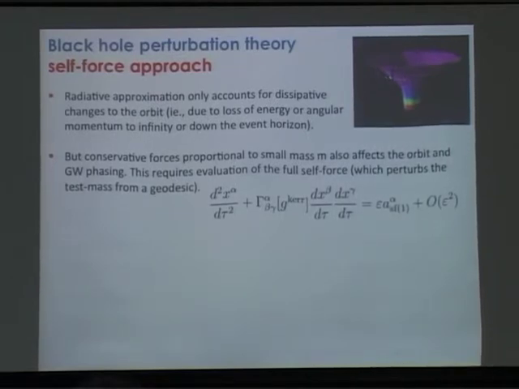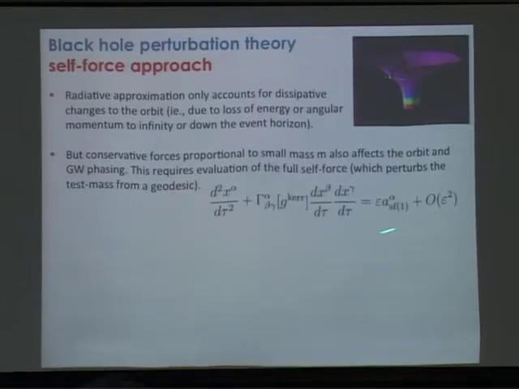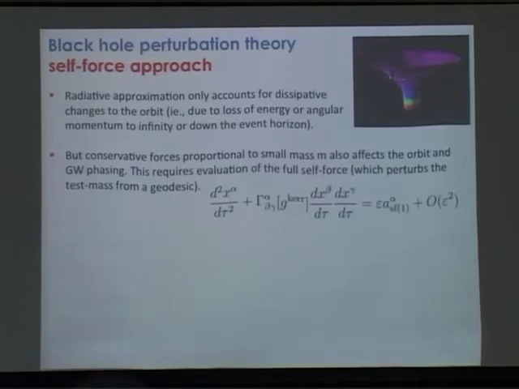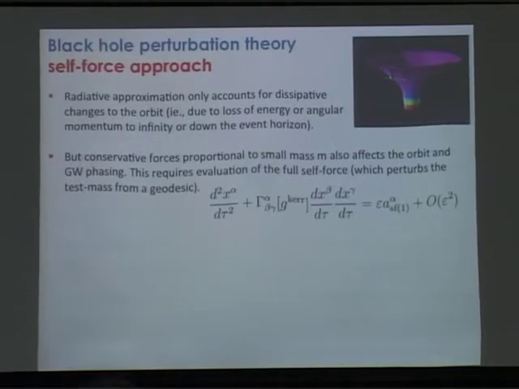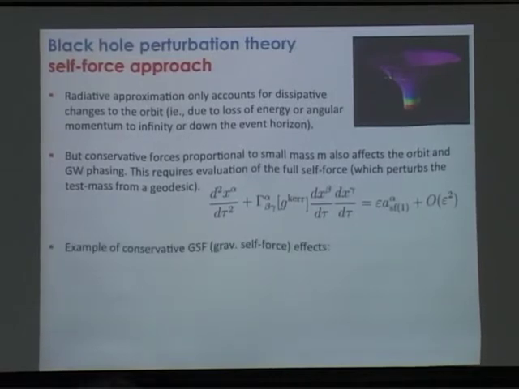You have to do something better, and essentially what you have to do is solve the geodesic equation, but now supplemented by what we call the self-force, some force whose acceleration is proportional to the mass of my small body, which is the actual force that's perturbing my small test mass off of its geodesic orbit. Right? So if I want to do better and not make this radiative approximation, I actually have to evaluate this force in some consistent way.